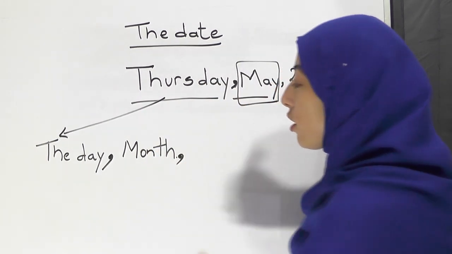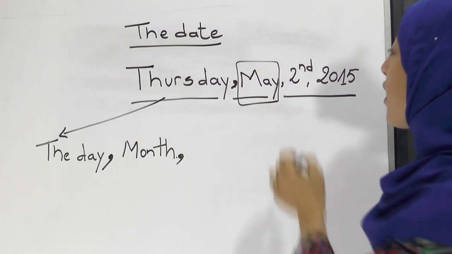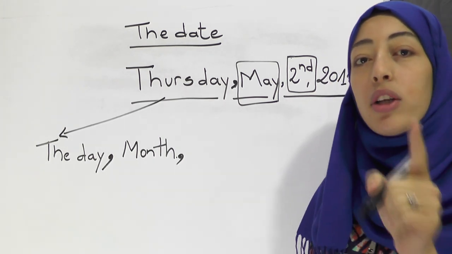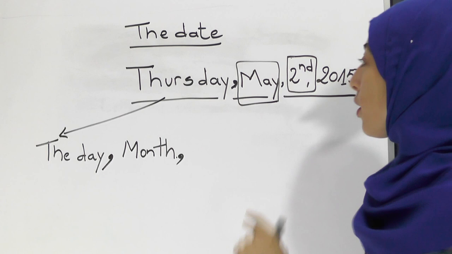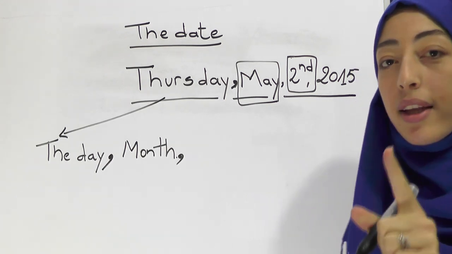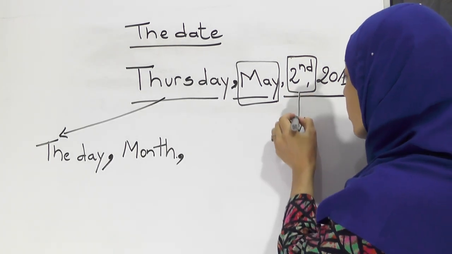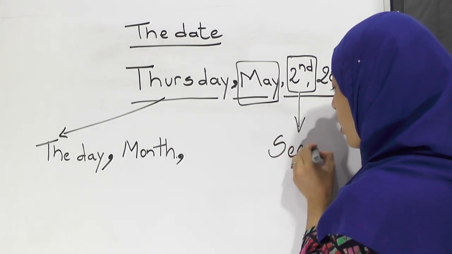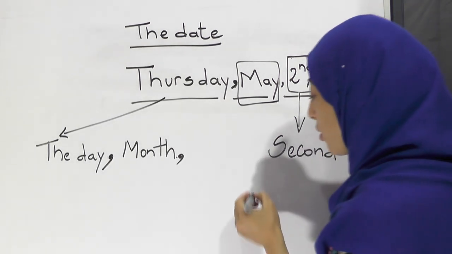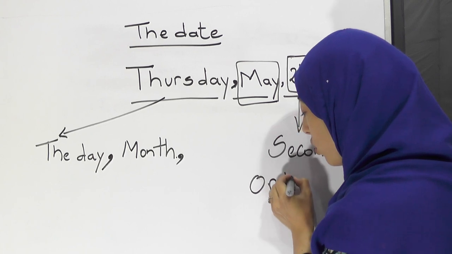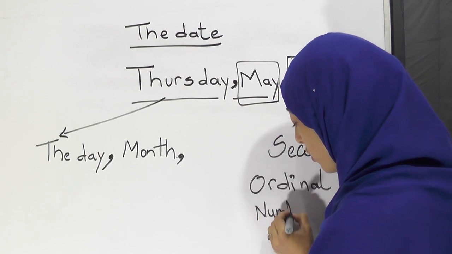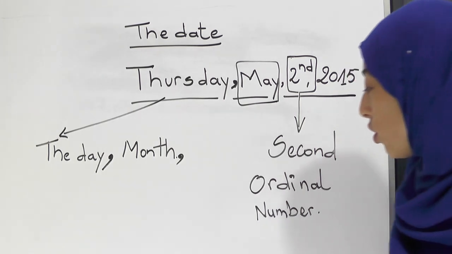After the month, you put another comma. Then you write this. We took together the numbers. 1, 2, 3, and so on. But this, if you noticed, I said second. We call it an ordinal number.